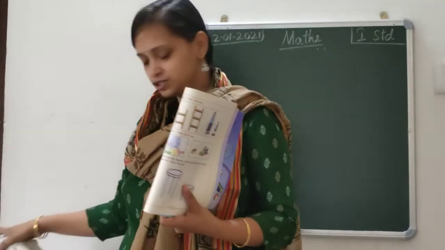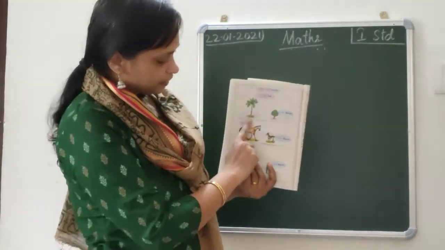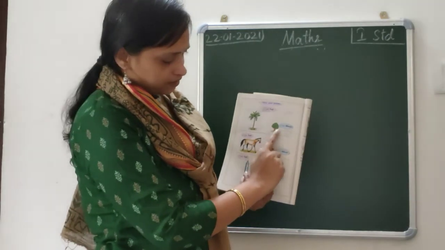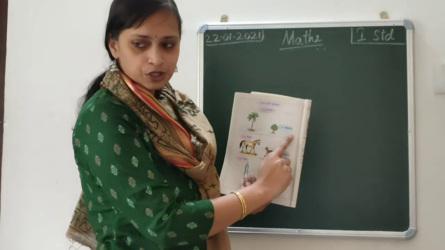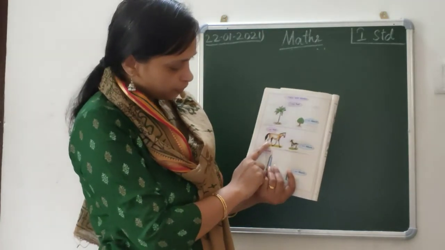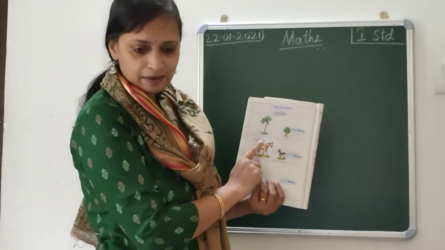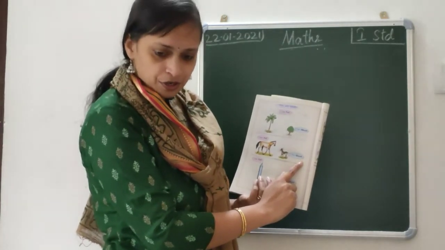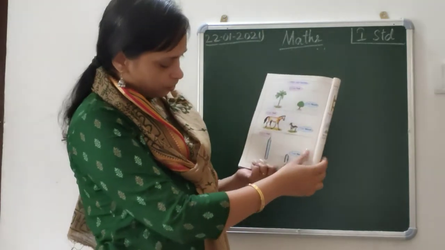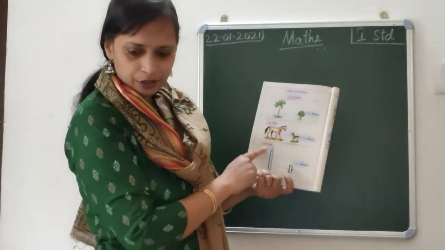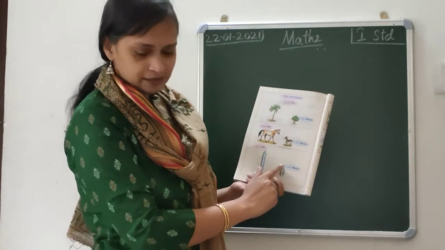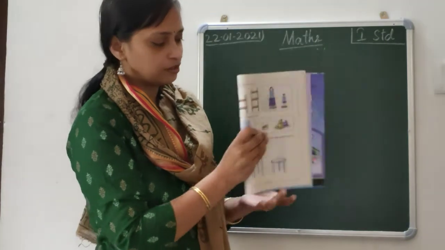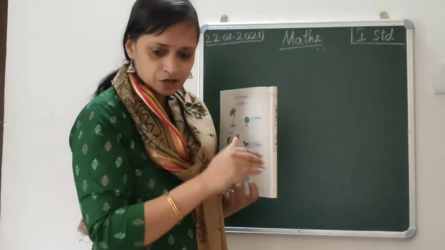Tall and short. So if you see here, you can see the coconut tree. I am tall. Then you have another tree given here written I am short. Then you have a horse which says I am tall, and a goat which says I am short. Then you have a new candle which says I am tall, and a candle which is already burnt. It says I am short. Very good. So you all know which is tall, which is short, right?